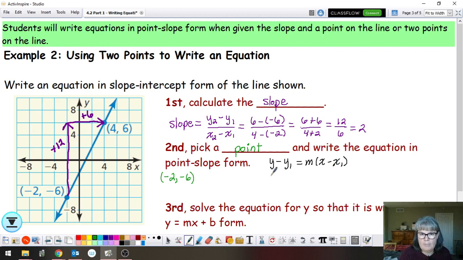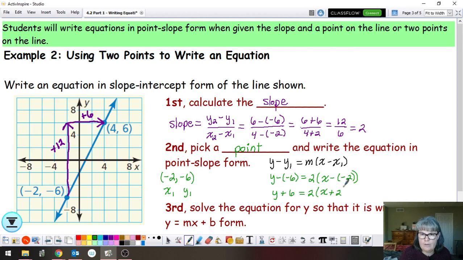So we have y minus, y1 is negative 6, equals our slope we said is 2, times x minus x1 is negative 2. And don't be afraid to identify that negative 2 is x1 and negative 6 is y1. Now this looks a little bit messy because of the multiple minus signs and all of the parentheses, so we can clean this up. We said a subtract negative is plus, so y plus 6 equals 2 times x plus 2.